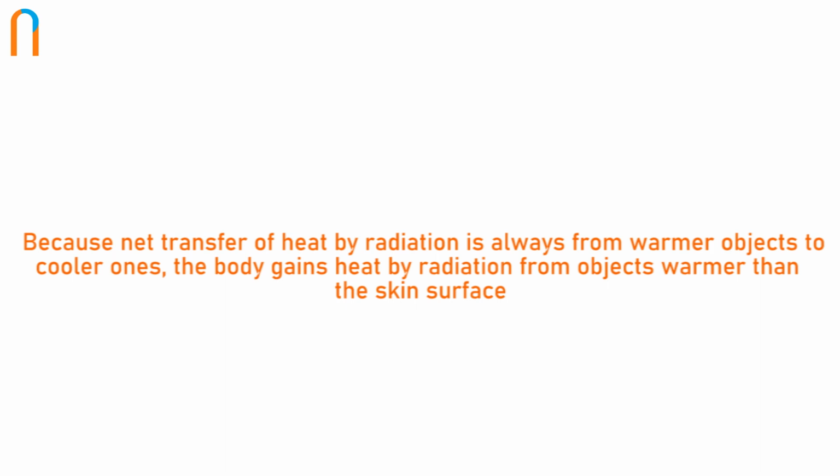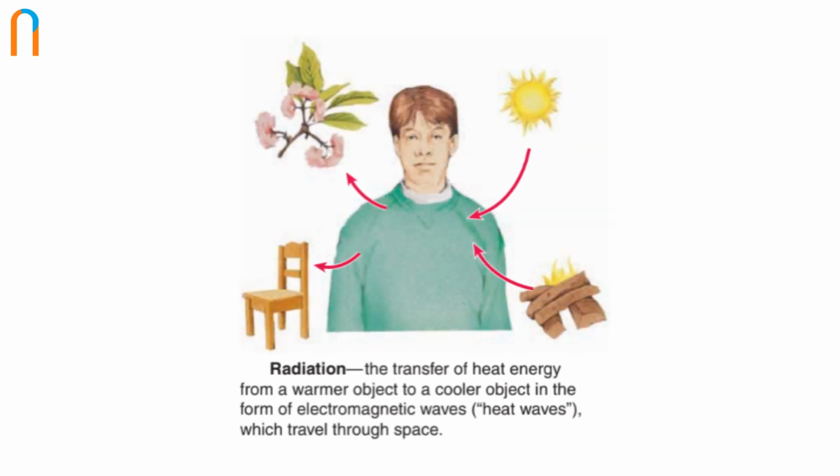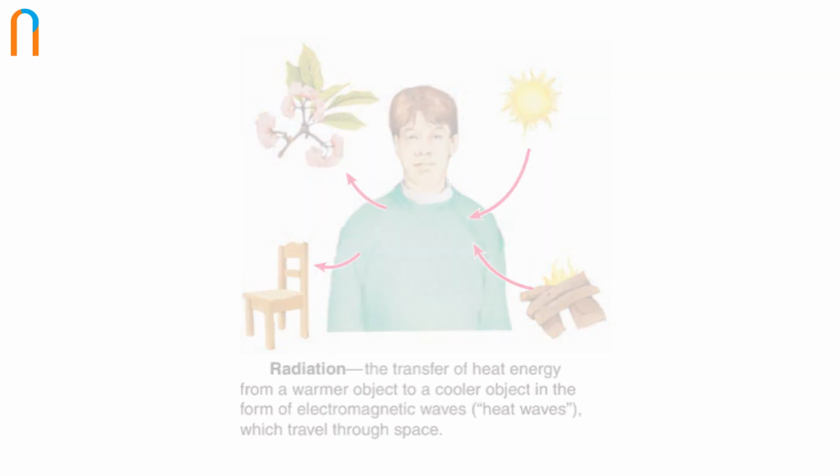Because net transfer of heat by radiation is always from warmer objects to cooler ones, the body gains heat by radiation from objects warmer than the skin surface, such as the sun, a radiator, or a burning fire. By contrast, the body loses heat by radiation to objects in its environment whose surfaces are cooler than the surface of the skin, such as building walls, furniture, or trees. On average, humans lose close to half of their heat energy through radiation.